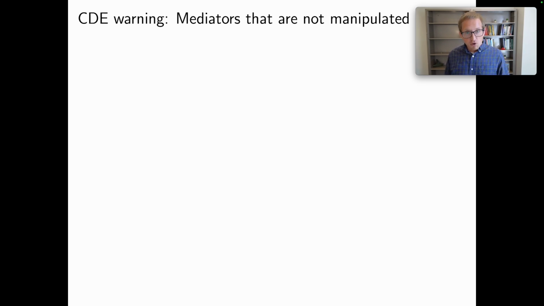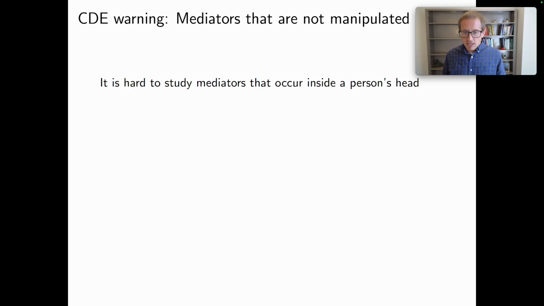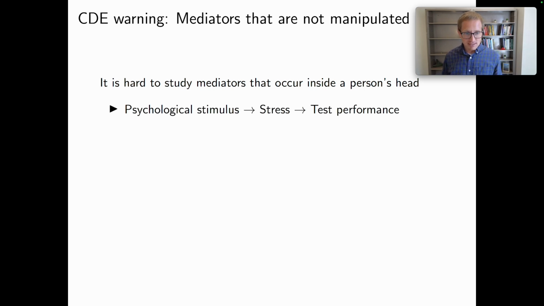Okay, so I just gave a warning that I'm now going to give on the slide to really emphasize it. It gets hard when you have mediators that are not manipulated. So it's hard to study mediators that occur inside a person's head. On the previous slide, our mediator was whether a child visits the school library. We can manipulate that by closing the school library. But often in social science, people try to study mediators that you can't manipulate so easily.